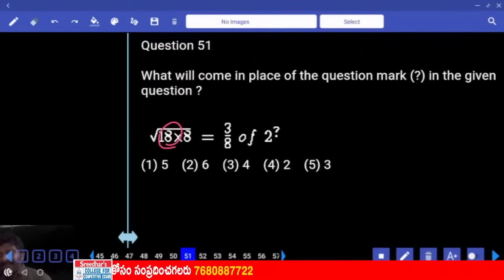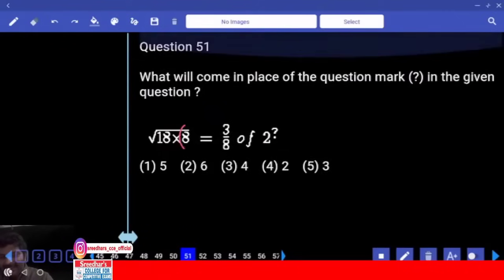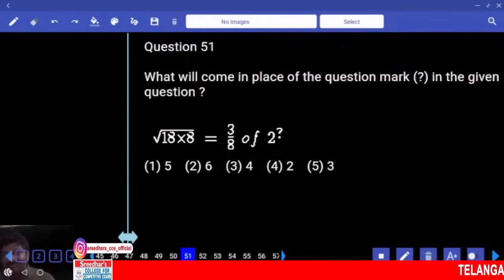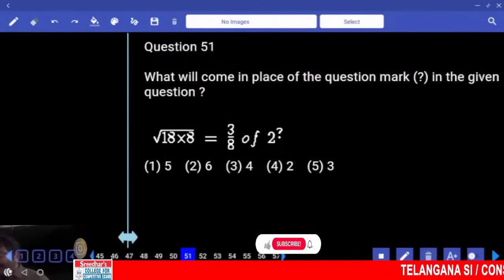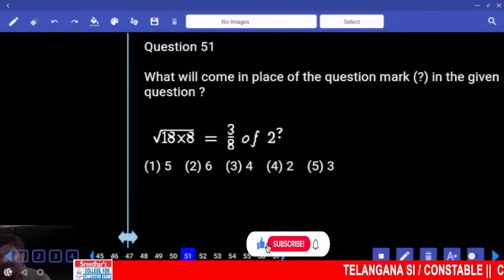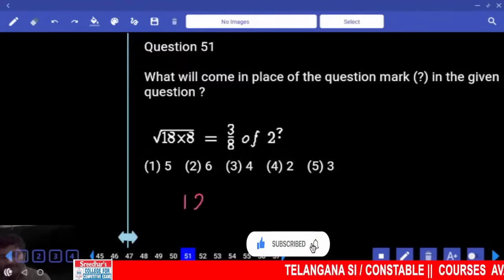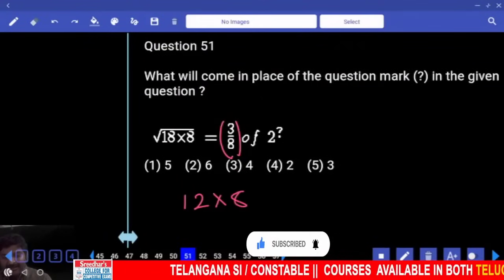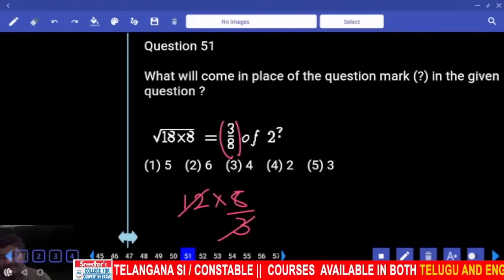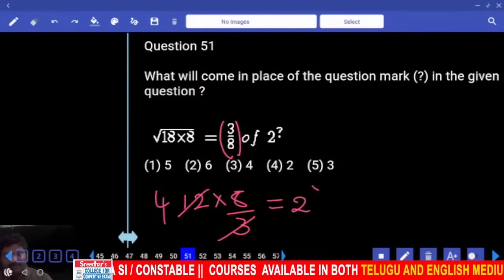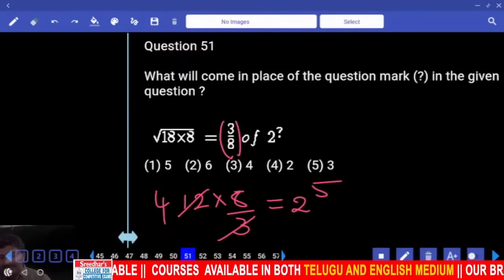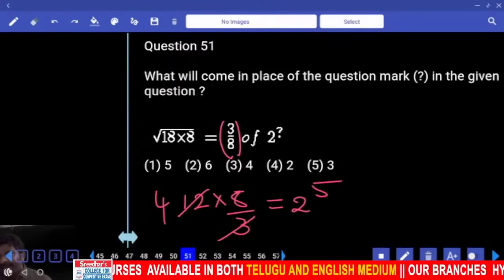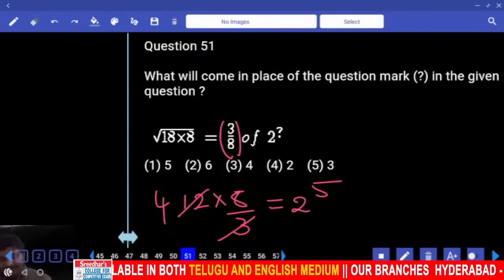18 can be written as 9 into 2. 9 is a perfect square, so don't change it. 2 multiplied with the other number 8. 16 is the perfect square now. Now we have 3 square, 4 square. If it comes out, it becomes 3 into 4, 12. 3 by 8 comes to left hand side. 8 by 3, 3, 4 times 32 to power 5. Answer 5, option 1. Be careful.